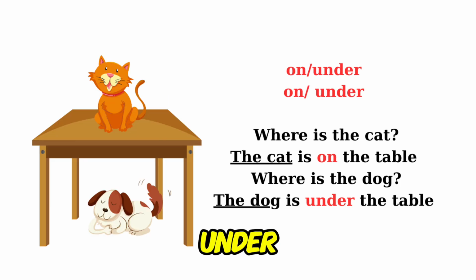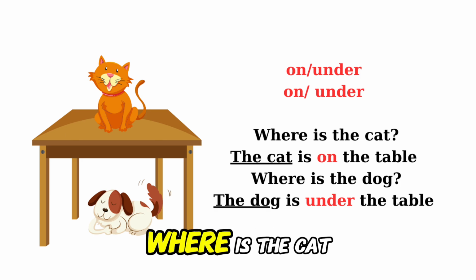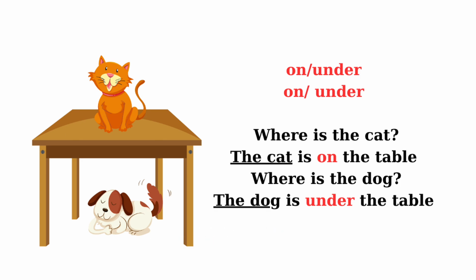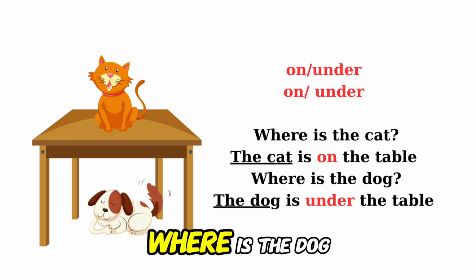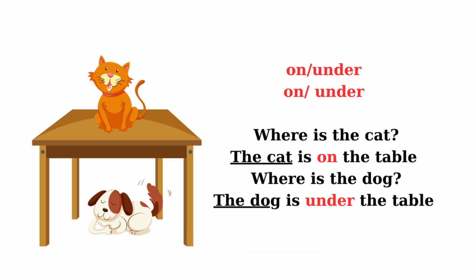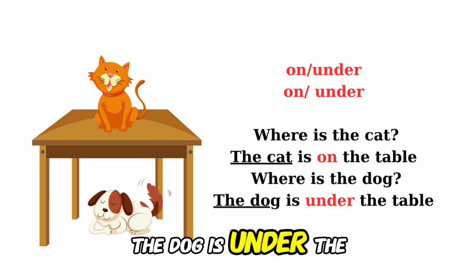On. Under. Where is the cat? The cat is on the table. Where is the dog? The dog is under the table.